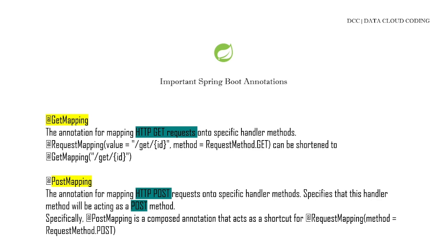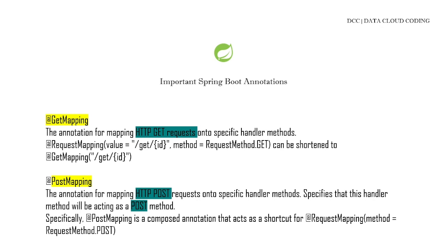Then my Spring Boot framework will know automatically that this is a get mapping method, and the value of the URL that we have to use is /get/id. So that is about get mapping. Now coming to post mapping, the @PostMapping annotation is used for mapping HTTP post requests onto specific handler methods, and this specifies that this handler method will be acting as a post method.